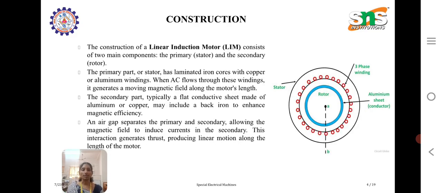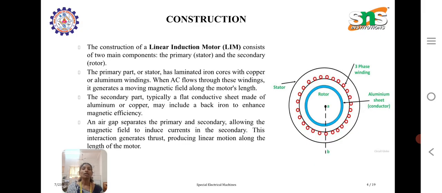Coming to construction, the construction of a linear induction motor consists of two main components, primary and secondary, which we call the stator and the rotor. The primary part or stator has laminated iron cores with copper or aluminum windings. When AC flows through these windings, it generates a moving magnetic field along the motor's length. In the picture, we can see the three-phase winding, stator and the aluminum sheet that we call the conductor.